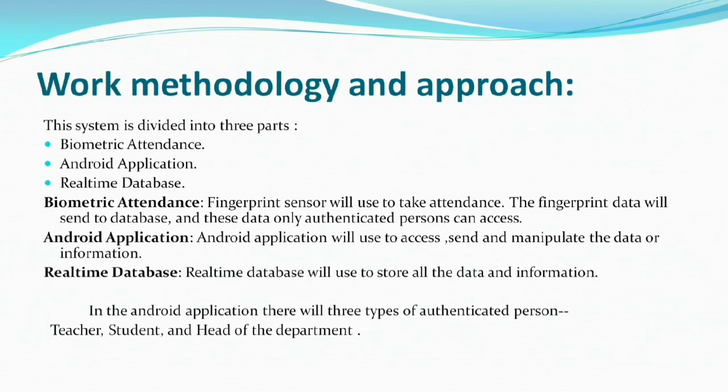This system is divided into three parts: biometric attendance, Android application, and real-time database. The students can give their attendance by using the fingerprint sensor and this data will be sent to the database. Only an authenticated person can access this data. The Android application will be used to access, manipulate and send information. The Firebase database, which is a real-time database, will be used to store all of this information.